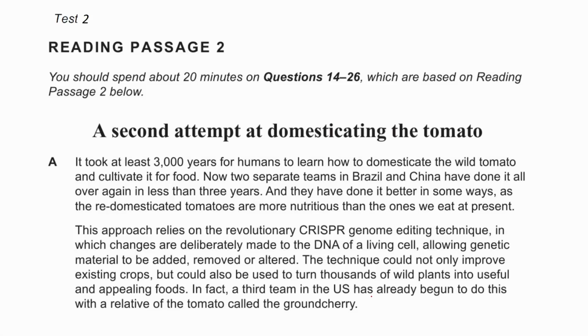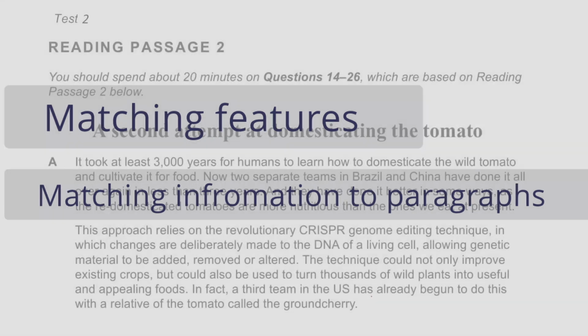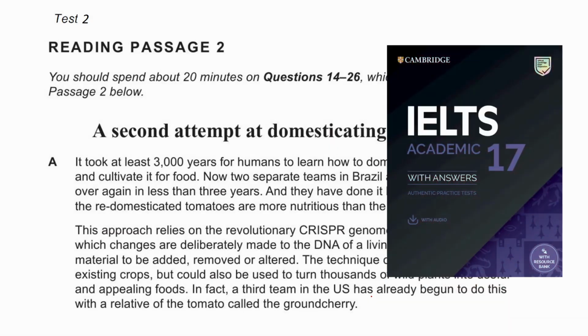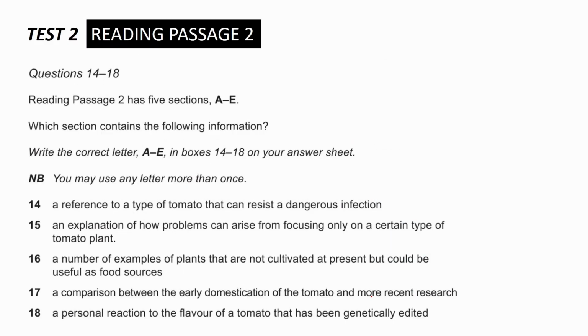In the last 4 videos about IELTS reading tests, we talked about different question types except for matching features and matching information to paragraphs. In this video, we're going to focus on these 2 question types. Let's begin. This reading passage is the second one in Test 2 from IELTS 17, and we are going to start with the first question type, matching information to paragraphs.